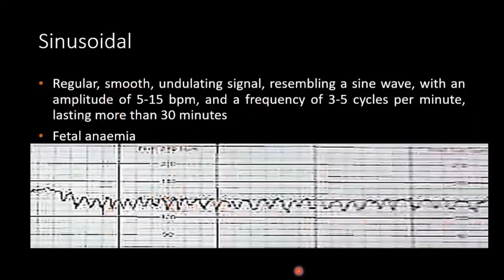When you see a sine wave pattern, you ask yourself, is the amplitude 5 to 15 beats per minute? Yes, it is within 5 to 15 beats per minute. And how is the frequency? Does it occur like 3 to 5 cycles per minute? Yes, this is 3 to 5 cycles per minute. So this is most likely a sinusoidal pattern. So it indicates a fetal anemia, which is abnormal.